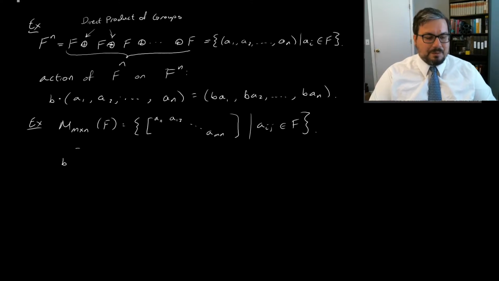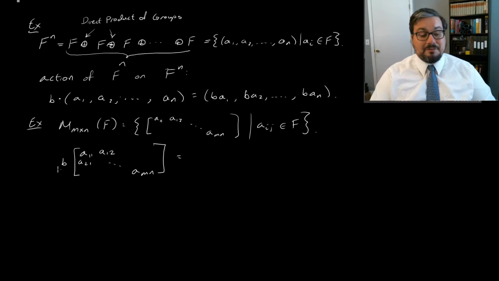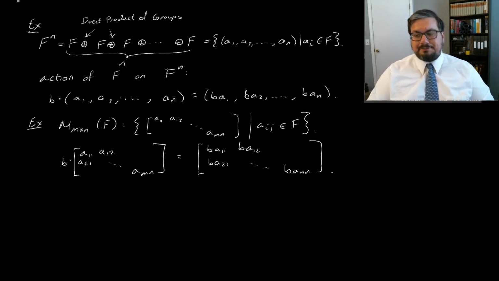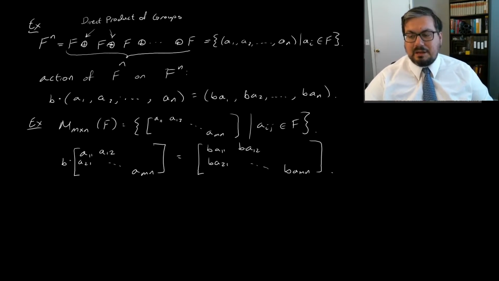And then again, we want to say what we get if we multiply one of our vector space elements by an element of the field. And again, in this case, we're going to get that just by taking that element and multiplying it by each one of the entries of the matrix. So that's another example of vector space over F.